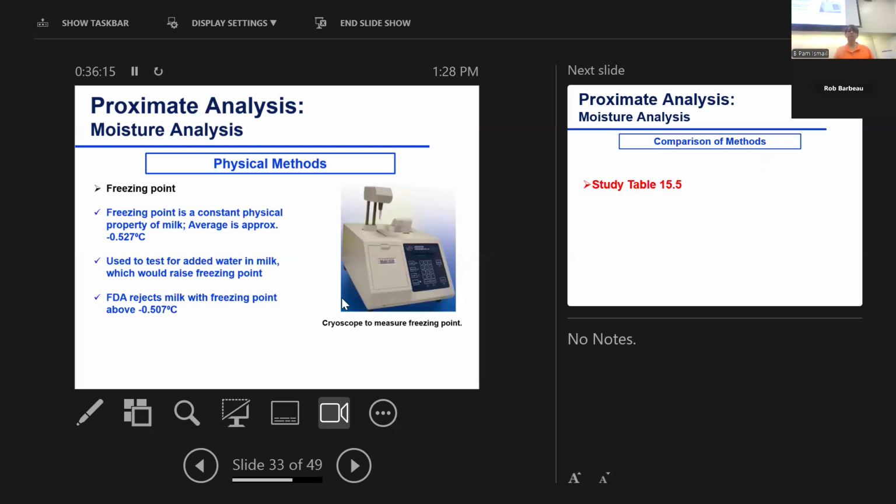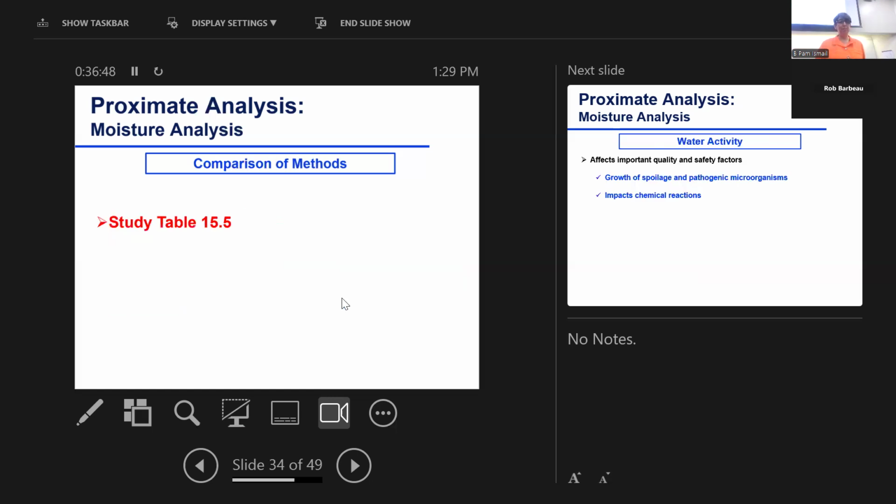Freezing point is another common method for moisture content. When you have pure water, it freezes at a particular temperature, 0 degrees Celsius. And the more solids you have in there, the temperature of freezing goes down. So it freezes at lower temperature. So you use that with charts to calculate moisture content. It's usually used for milk to detect addition of water. So you have table 15.5 to compare and contrast.